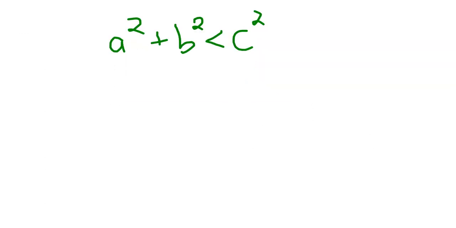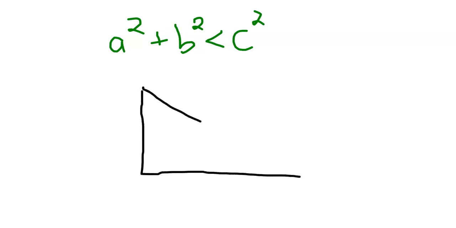it's interesting to think about what happens if the formula doesn't work. Like, for example, what happens if we take a squared plus b squared and it's less than c squared? Well, if we think about it, here's what a right triangle would be if it were a squared plus b squared equals c squared. And if a squared plus b squared equals c squared, this is what it would look like.